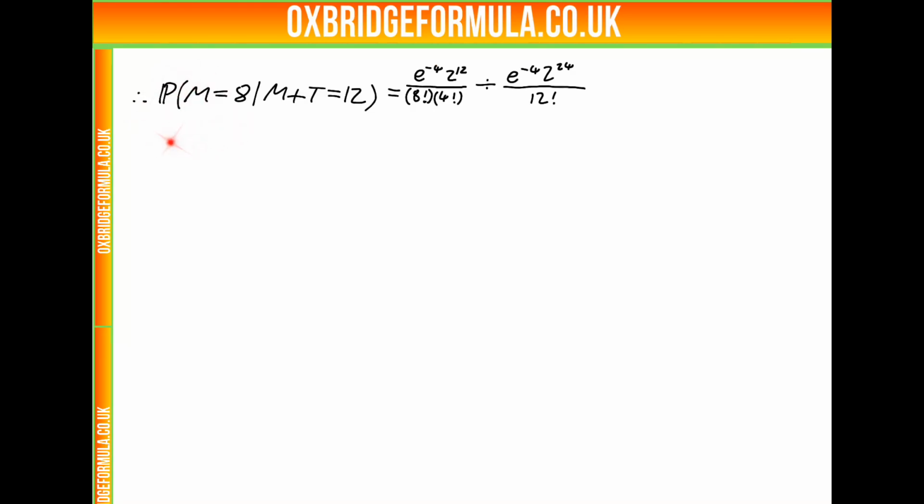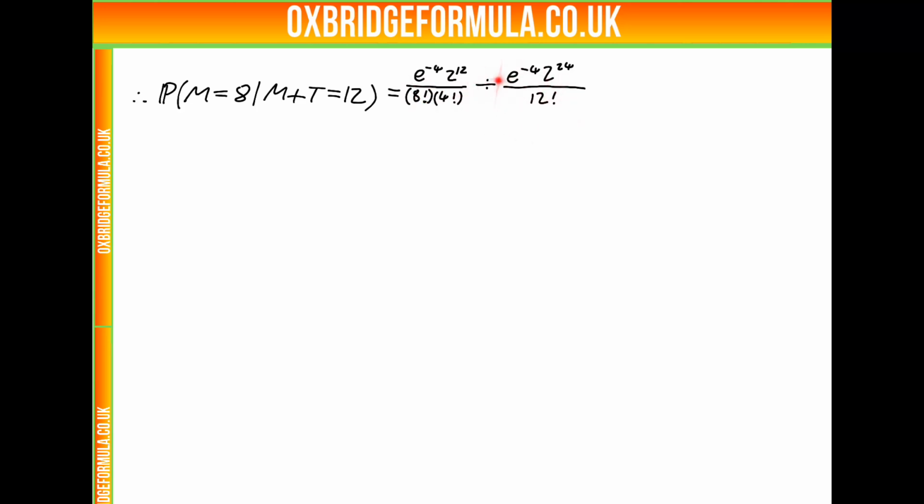Okay, so we've deduced that the probability that the number of people who require surgery on Monday is 8, given that the number of people who require surgery on Monday and Tuesday altogether is 12, is equal to e to the minus 4 times 2 to the 12 divided by 8 factorial times 4 factorial, all divided by e to the minus 4 times 2 to the 24 over 12 factorial. So pause the video now and see how far you can simplify this, as we want to write this probability in the most simple terms possible.